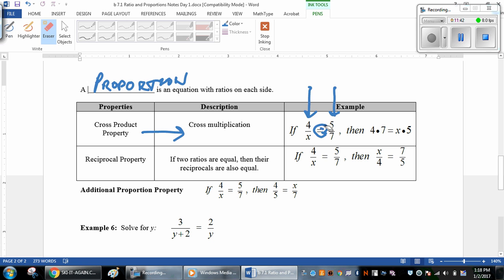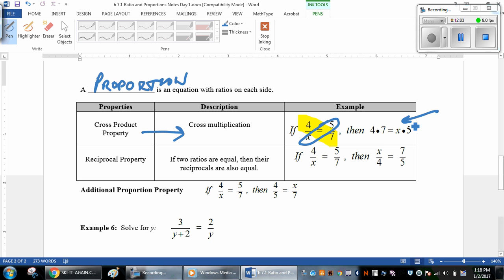Let me get rid of this, clean this up a little bit. All right, we're going to multiply the 4 and the x. Let's go ahead, 4 and the 7, sorry, not the x. And then we're going to multiply the x and the 5. So that's why we go across. And notice here's our equation. And when you cross multiply those, you got to put the equal sign.